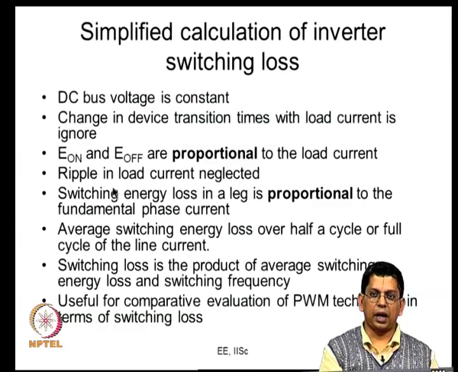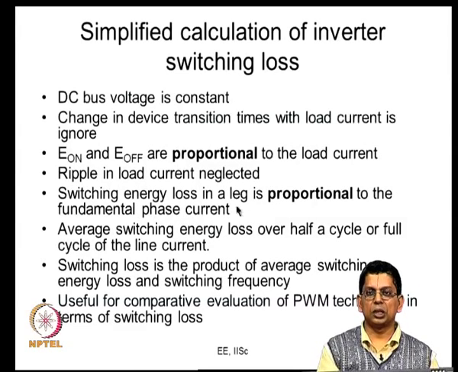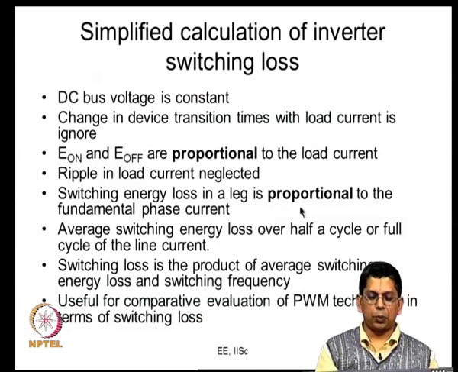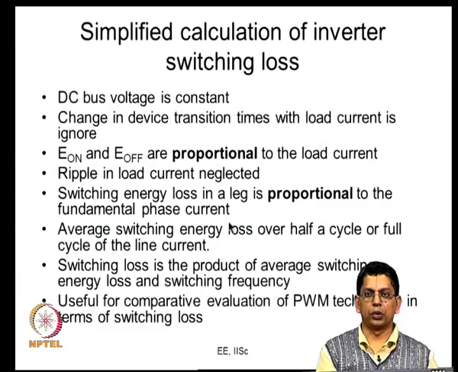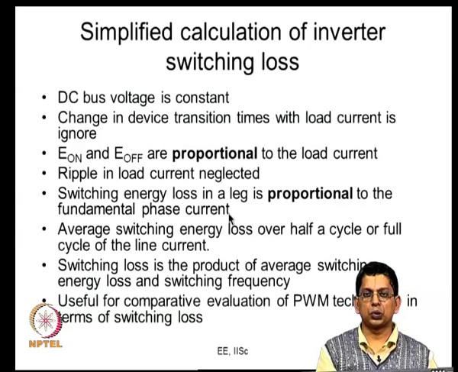So, higher frequency voltages are filtered better by inductive loads, RL loads or induction motor load, and we will ignore the ripple, all the harmonics of the load current. Therefore, what we are going to say is the switching energy loss is proportional to the fundamental phase current. If you want to say switching energy loss in a particular leg, let us say R phase leg, is proportional to the fundamental component of R phase current. That is the simplifying assumption we are doing today. Once you have that, it is easy for you to evaluate. So, this energy loss is directly proportional to current.